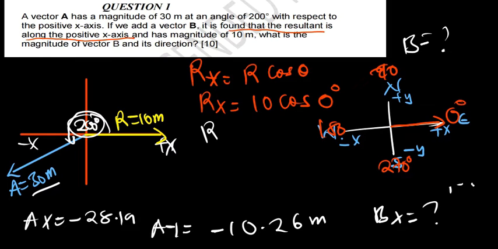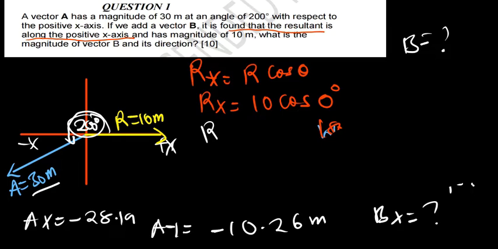So now, in this case, we are trying to find. This is another principle. I'm going to explain everything which you need to know under vectors. So my Rx in this case is going to be, what is 10 cos 0? 10 cos 0 is 10. Meaning that my Rx is just 10 meters.